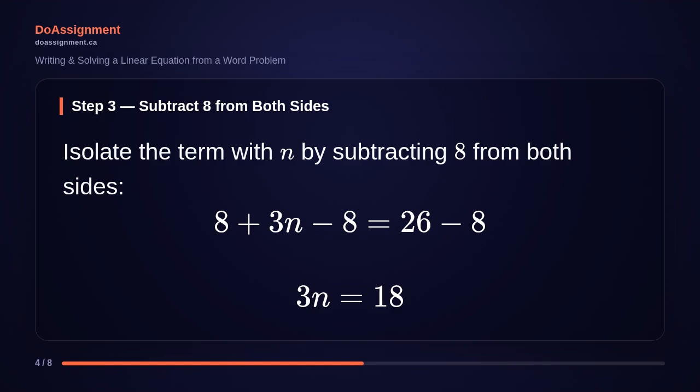To isolate the term with n, we subtract 8 from both sides of the equation. On the left, 8 minus 8 cancels out, leaving 3n. On the right, 26 minus 8 equals 18. So we get 3n equals 18.